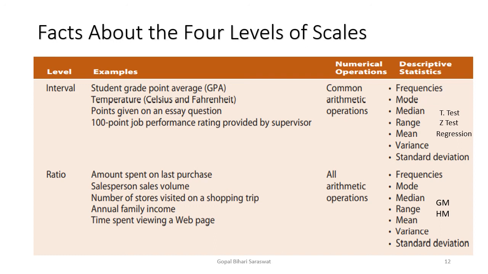In the case of the ratio scale, we may come across a situation where the data is just exact numbers. For example, the sales volume, amount you spent on a purchase, annual family income, exact amount, number of stores visited on a shopping trip, time spent viewing a web page. So these are ratio scale examples, and in such scenarios we may use the nominal, ordinal and interval scale based descriptive statistics. We can calculate them for the ratio scale. In addition to it, we can also calculate geometric mean, harmonic mean, standard deviation, variance and other statistical properties.